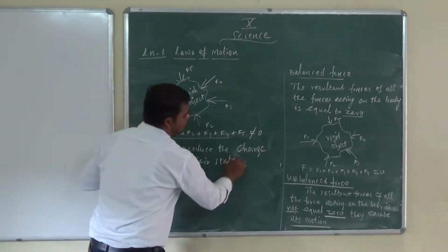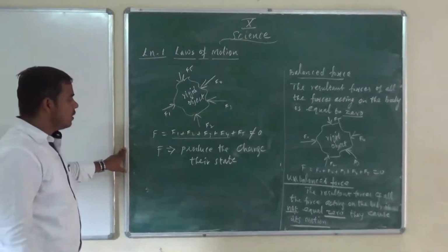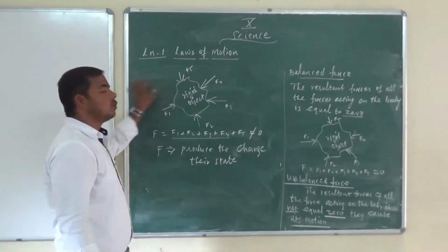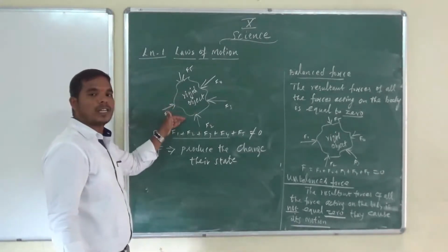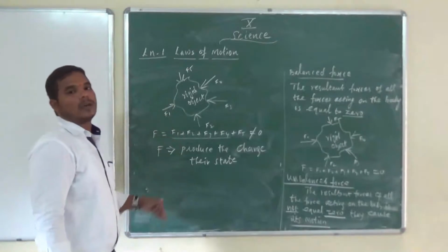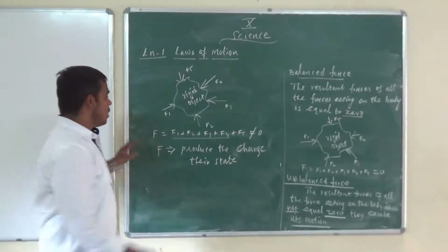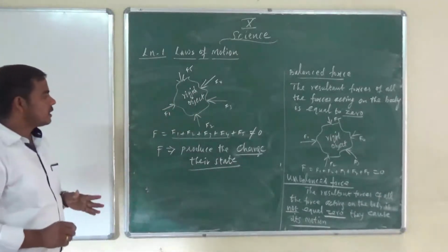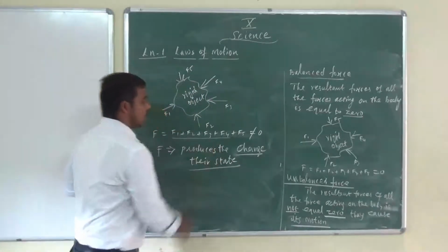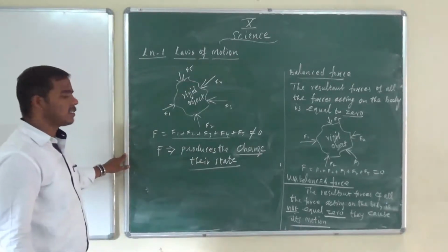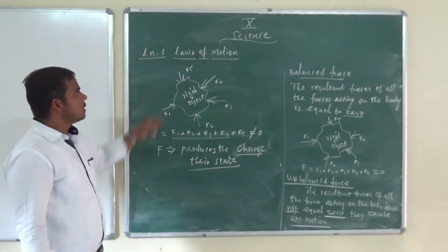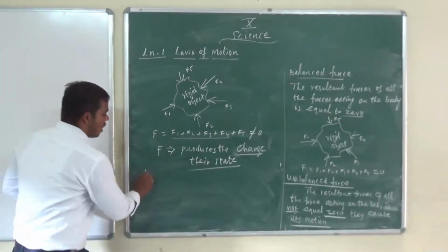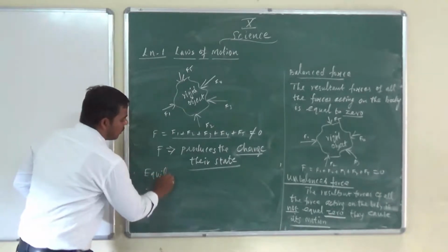Here, what is the meaning of change of state? Maybe initially it is at rest and it is converted into motion, or it is initially in motion and we apply force and it comes to rest. Producing the change of their state is known as unbalanced force. Next, another topic, equilibrium.